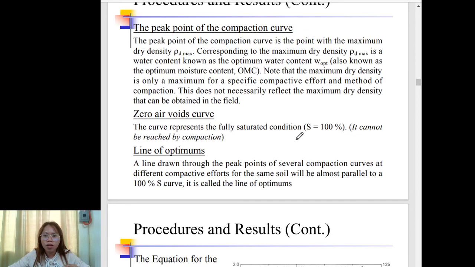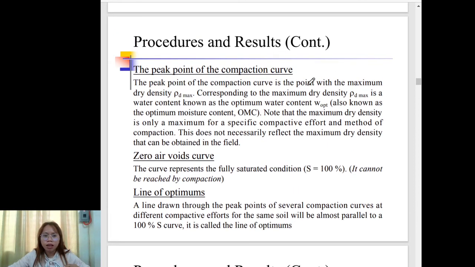Let's move on. This is the explanation. The peak point of the compaction curve is the point with the maximum dry density. Corresponding to the maximum dry density is a water content known as the optimum water content, also known as the optimum moisture content, or OMC. Note that the maximum dry density is only a maximum for a specific compactive effort and method of compaction.